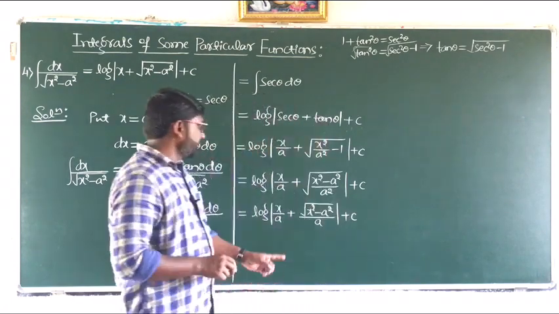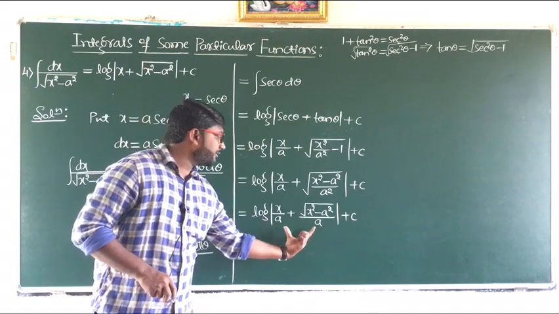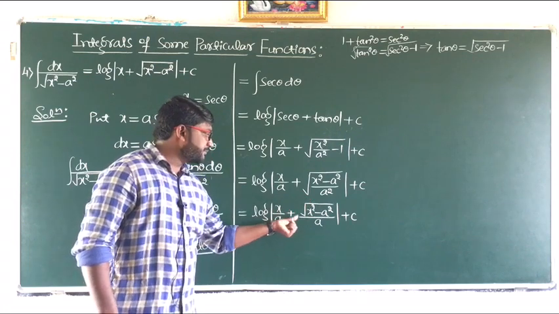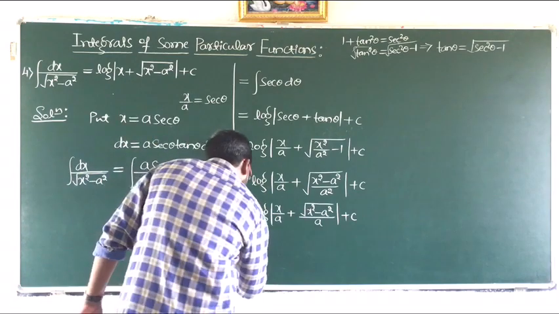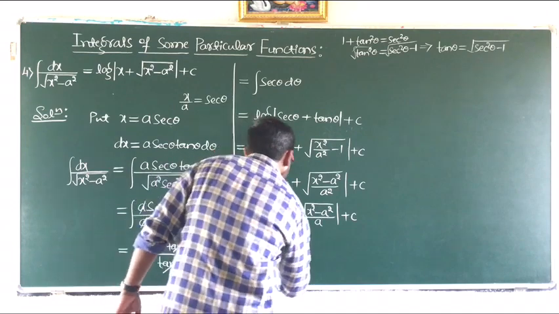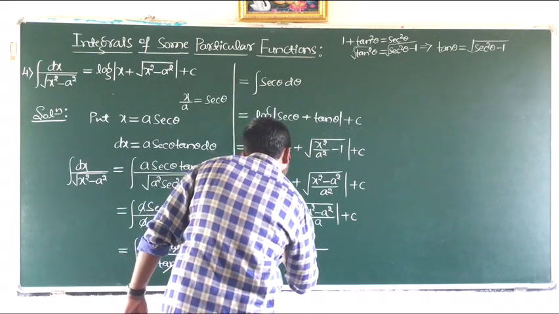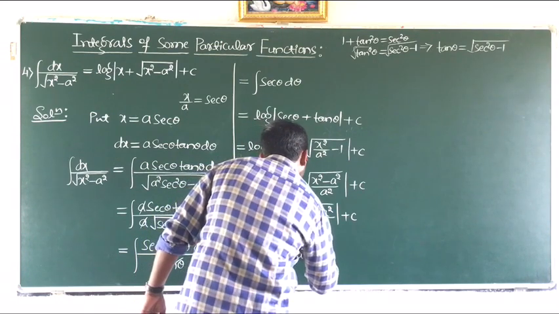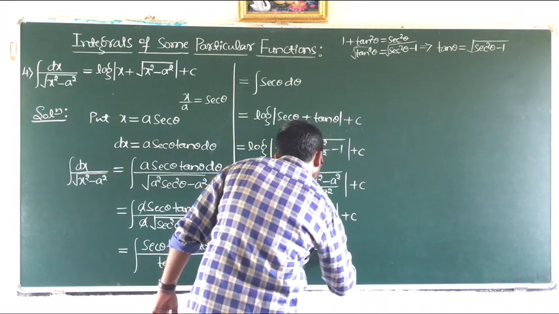Now see here, you have the same denominator. That means the LCM will be a. Whenever you have the same denominator, the numerator will be added up if there is a plus sign. In case there is a minus sign, the numerator will be subtracted. So here this can be written as log mod a, I write in the denominator, then x plus under root x square minus a square, plus c.